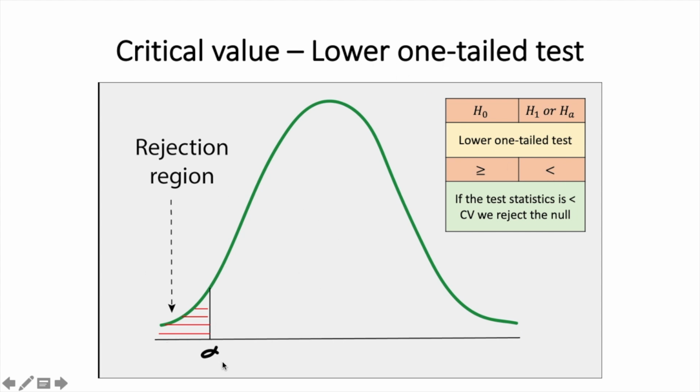So technically, it's on the negative side here. Once you find the critical value, if the test statistics is lesser than the critical value, we reject the null hypothesis. So if the test statistics that you have calculated falls in this region, then automatically we will reject the null hypothesis. And if the value of the test statistics falls here, which is the non-rejection region, then we do not reject the null.